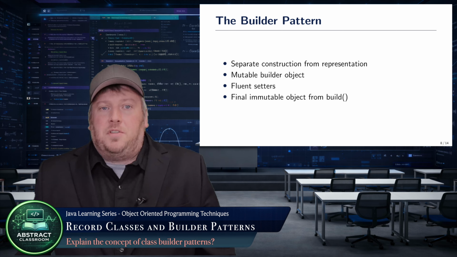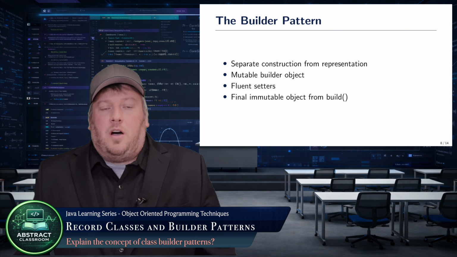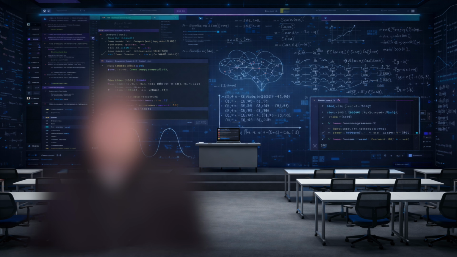The builder exposes fluent setters. These methods allow for fields to be set in any order. When the object is ready to be built, we call build. That method performs validation and produces the final immutable instance. The key idea is this: mutability during construction, immutability after construction.